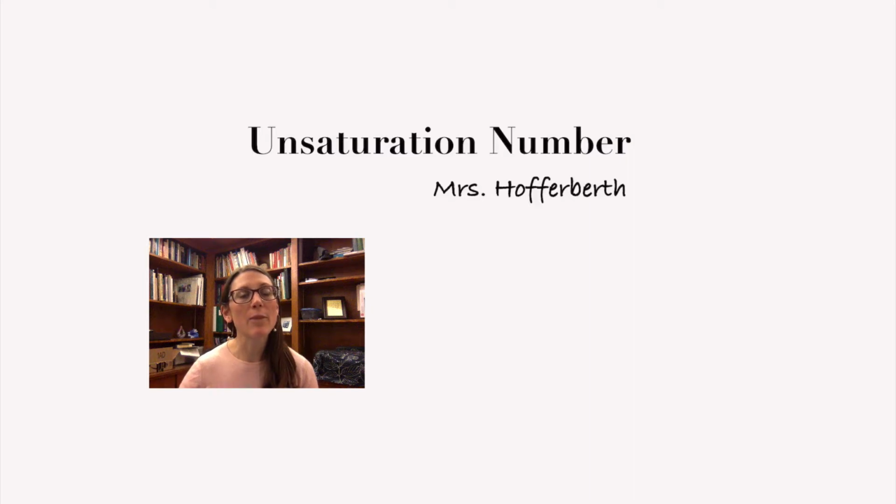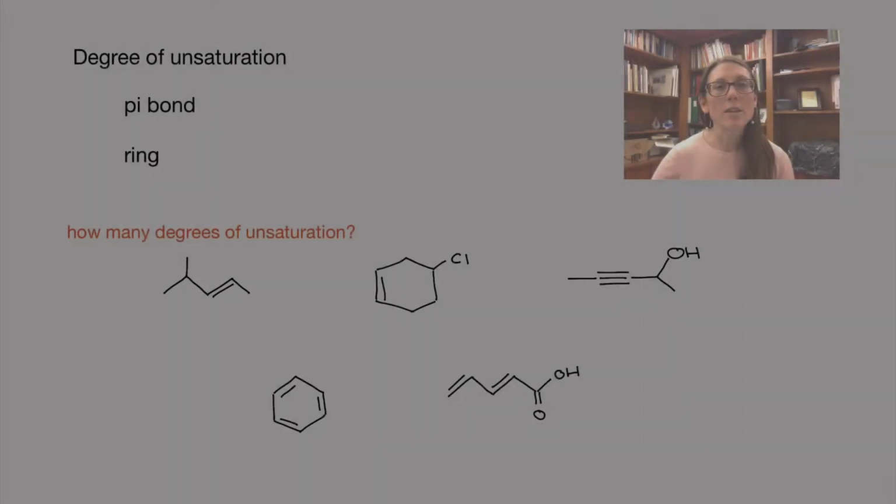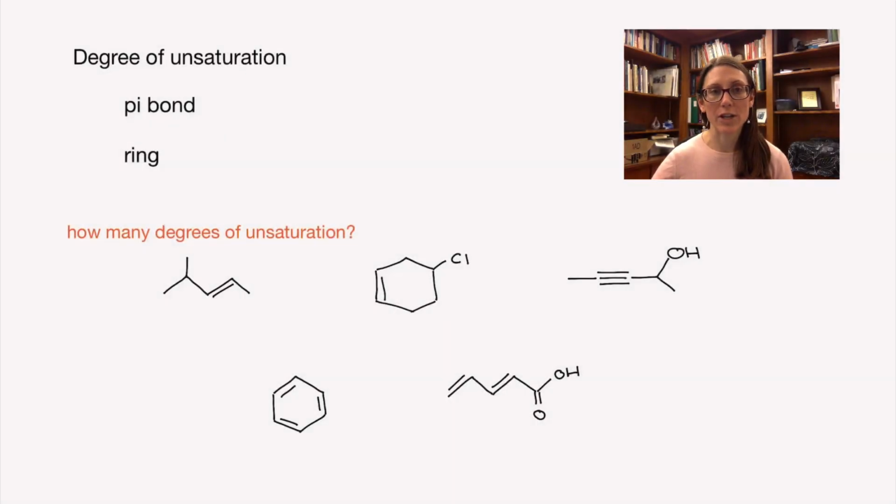Hey everybody, let's talk about how we calculate unsaturation number and then what we're going to do with it. Let's start by defining what a degree of unsaturation is, and that's how we're going to calculate our unsaturation number. A degree of unsaturation in an organic molecule is a pi bond. So we've talked about those being present in double and triple bonds, as well as a ring. Each individual pi bond and each ring is a degree of unsaturation. And the total number of those features will give us our unsaturation number.